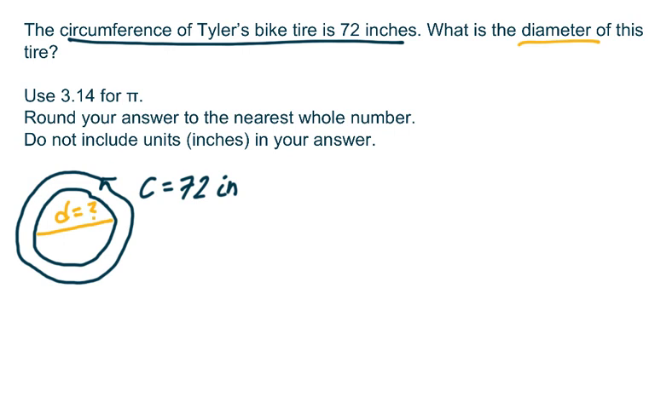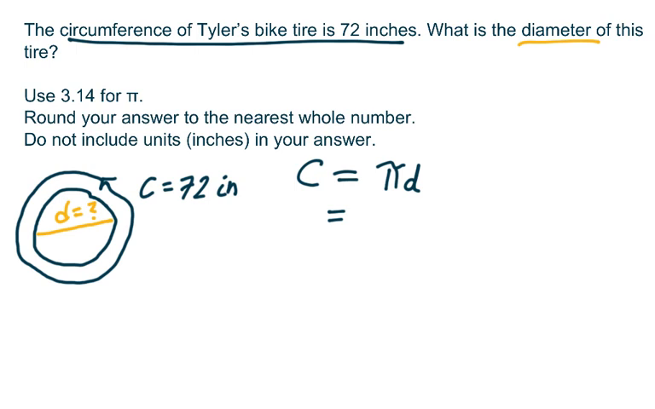There are two formulas that can find circumference. One is C equals 2 pi r, and one is C equals pi d. Because we're going to be finding the diameter, it makes sense to me to use circumference equals pi d. It's more efficient because when I solve it, it will actually give me the diameter. So I'm going to use that one, and I'm going to fill in the information that I was given.